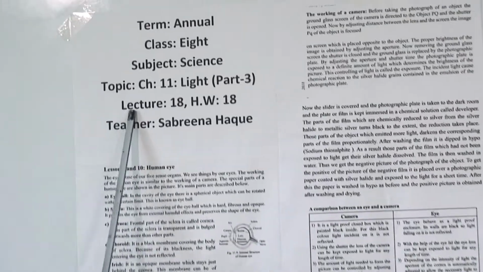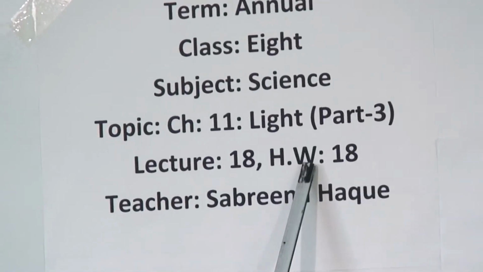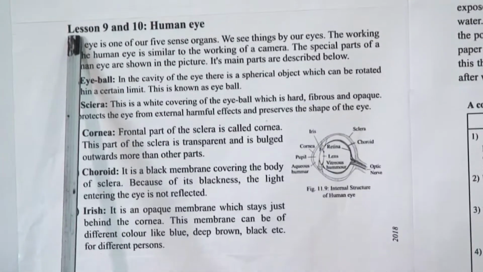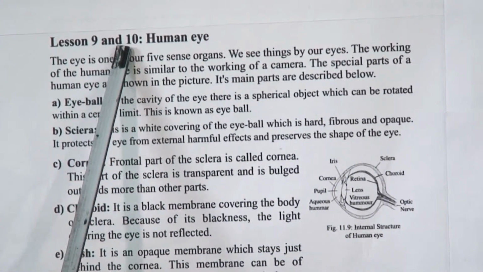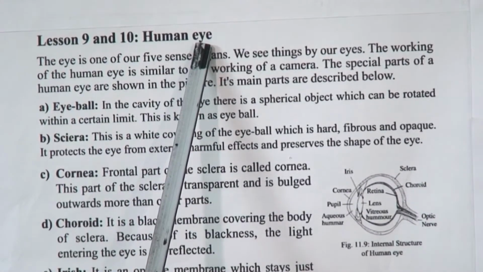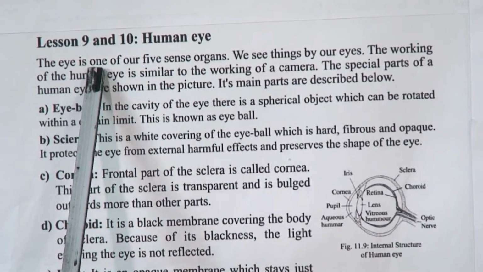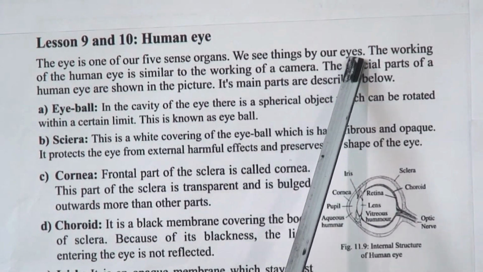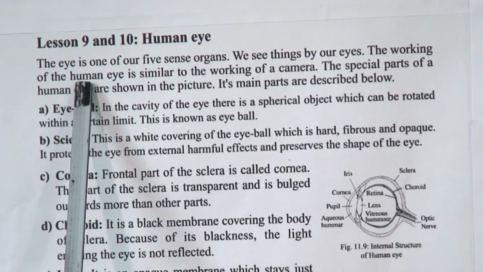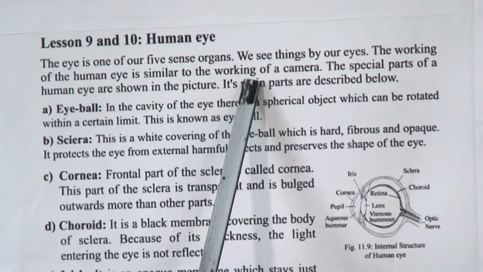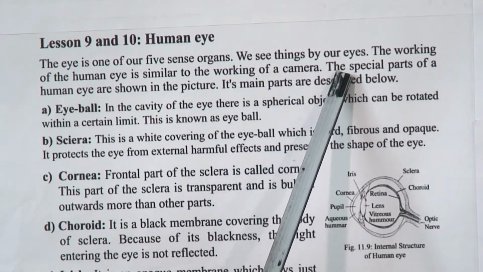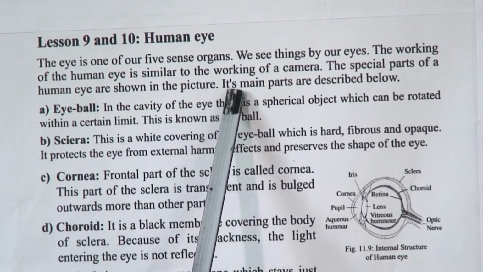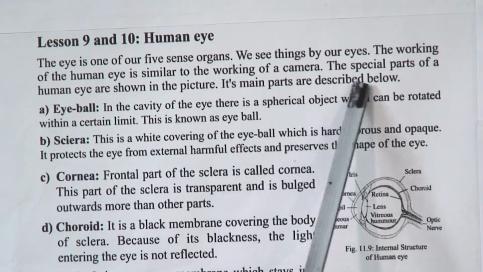Dear students, this is our lecture number 18 and you will get homework number 18 also from today's class. We will start from lesson 9 to 10, the human eye. The eye is one of our 5 sense organs. We see things by our eyes. The working of the human eye is similar to the working of a camera. The special part of a human eye is shown in the picture. Its main parts are described below.